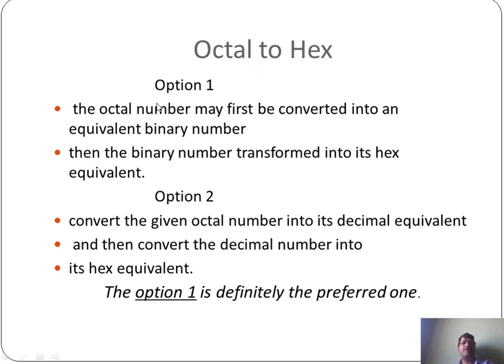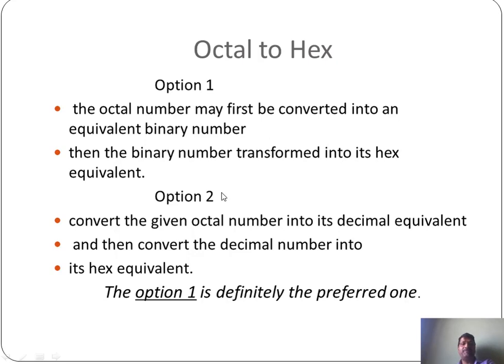In the first approach, we just convert octal number to binary number, as we have seen previously, where each octal digit is converted to 3-digit binary, and then this binary number is transferred into hex equivalent. How? We have already seen binary to hex conversion, where we have to make group of 4 bits and then it is converted to hex. So approach is octal to binary and binary to hex.